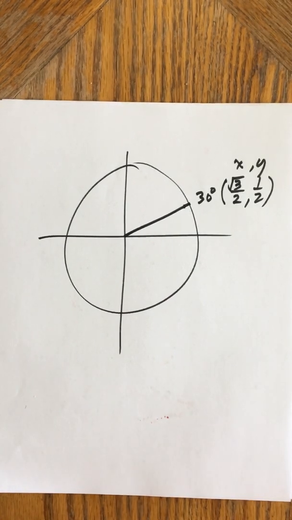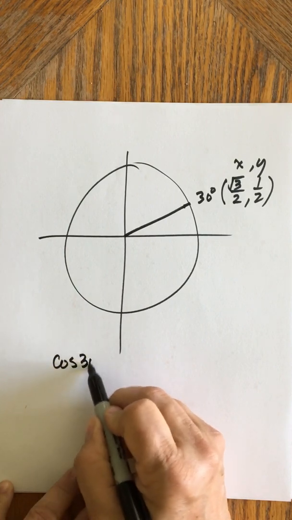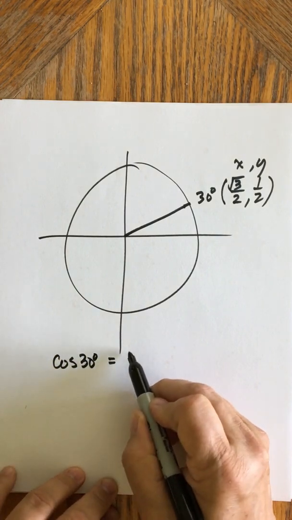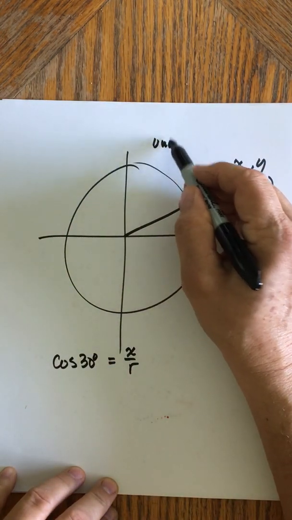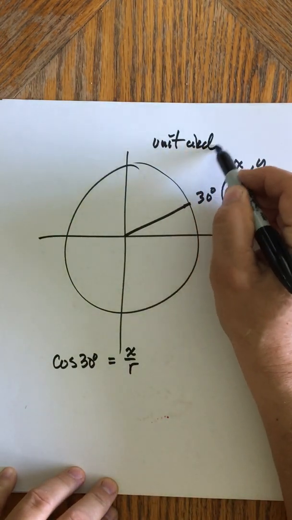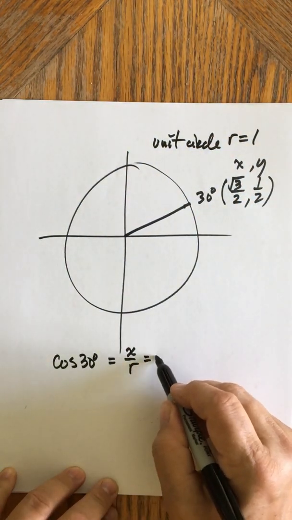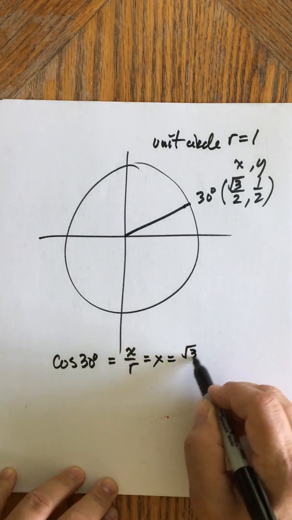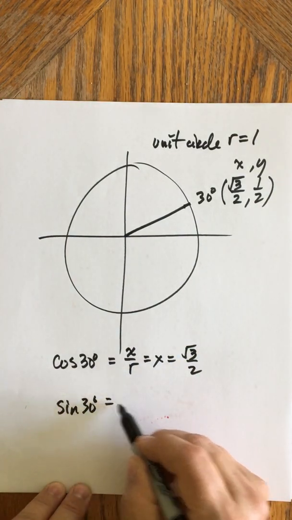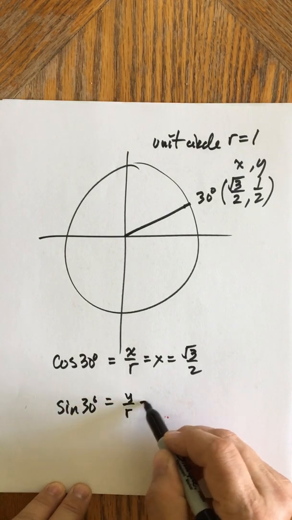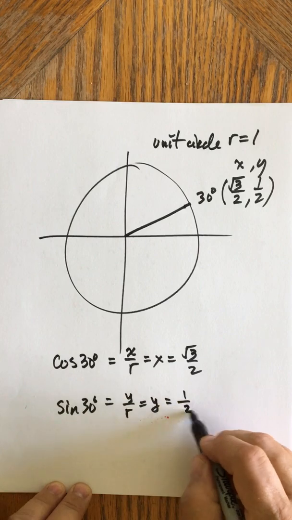All right, from here then, let's take a look at cosine of 30 degrees. By definition, it's x over r, and this is the unit circle where the radius is a length of 1, so r is 1. So basically I'm just looking at the x coordinate, so that's square root 3 over 2. I'm looking at the sine of 30 degrees, which is y over r, but in this case it's just y because we're on the unit circle, and that's 1/2.